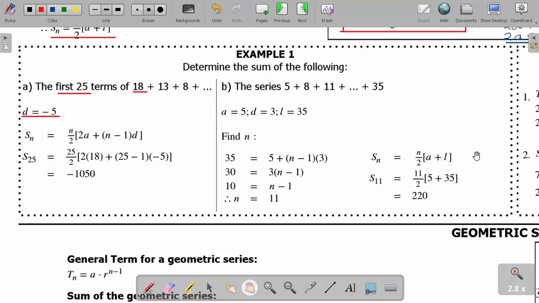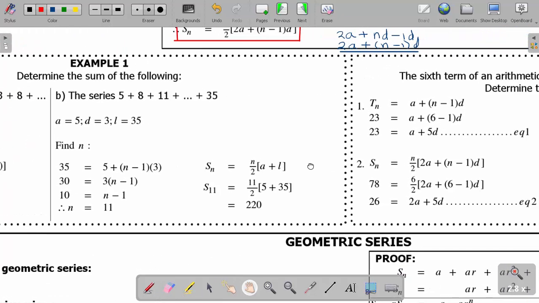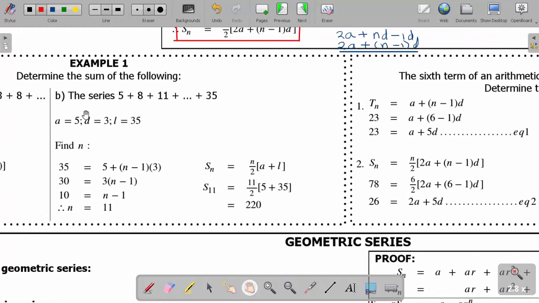Let us proceed. Next, they say determine the sum of the following, that is the series 5, 8, 11 and so on up to 35. So here I have the last term and the first 3 terms. What's my difference? What is 8 minus 5? I get 3. What about 11 minus 8? I get 3. So that's my common difference, which is 3.